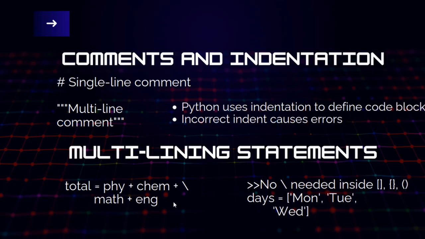Multi-lining statements. For multi-lining, we use backward slash, and multi-line statements within square brackets, curly braces, or simple brackets don't need a backward slash.